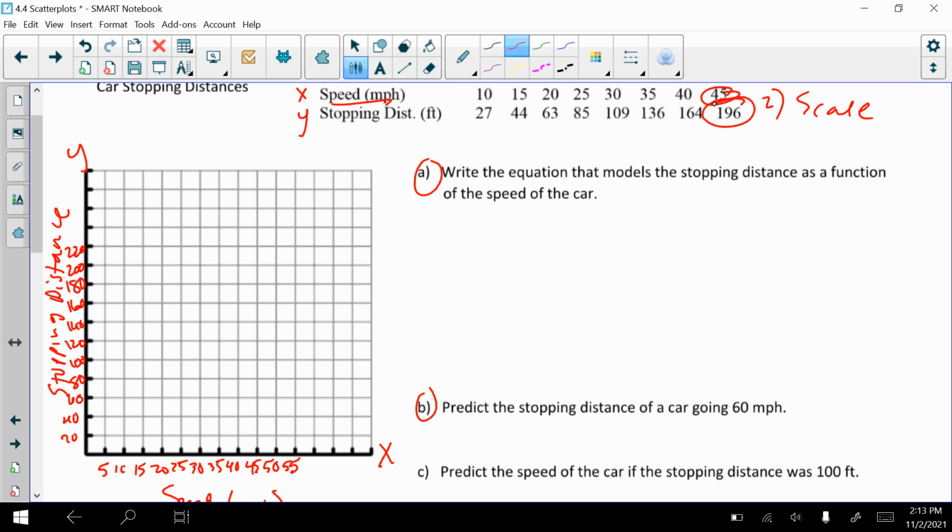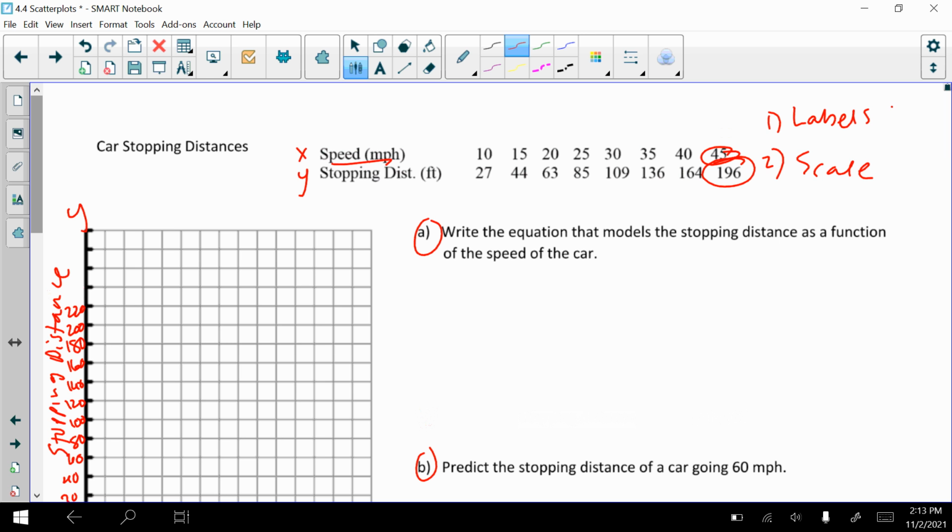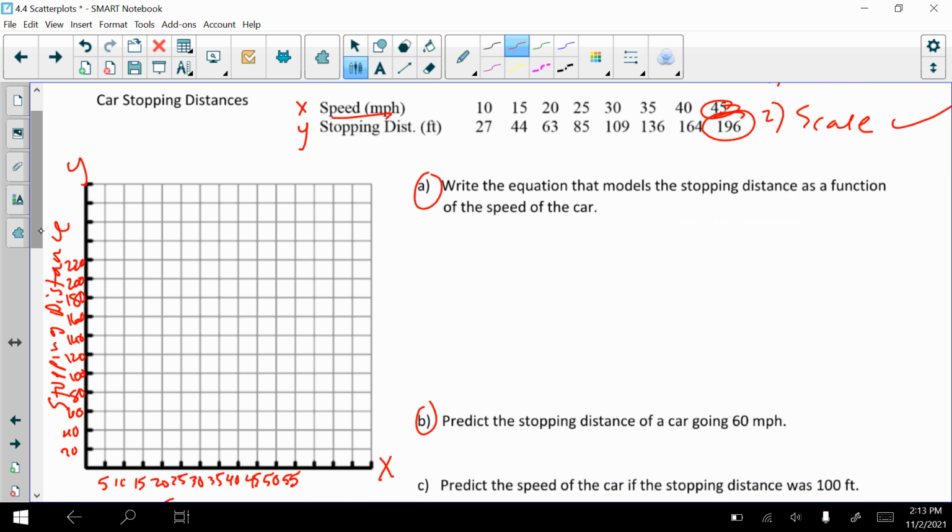Well, I got my labels and I got my scales. So now I can go ahead and plot the points. Each one of these data points is a point on my scatter plot. I have an X coordinate and a Y coordinate. So I'm going to plot them one at a time. I have 10, 27, meaning I go to 10 on the X axis and a 27 on the Y axis, which maybe would be about right there.